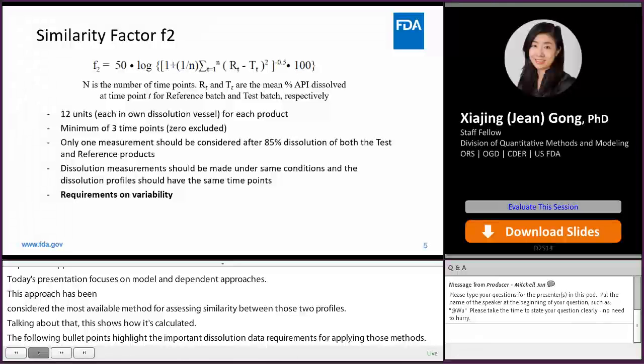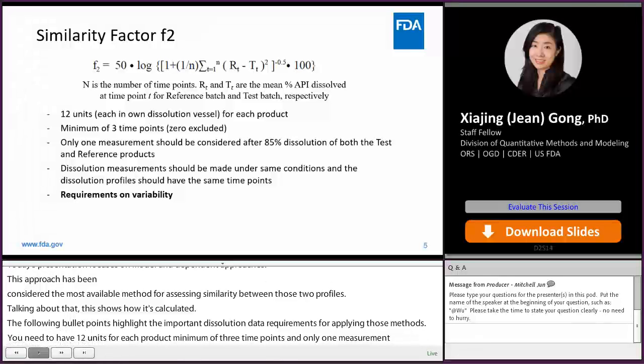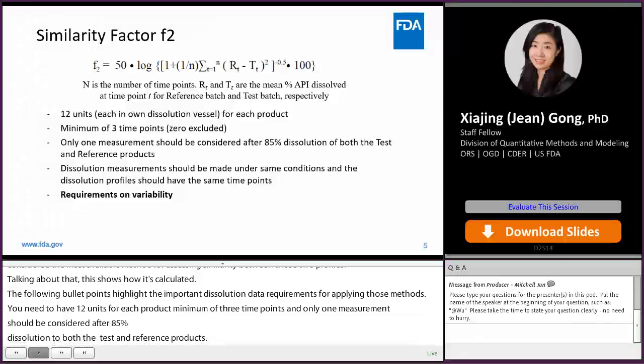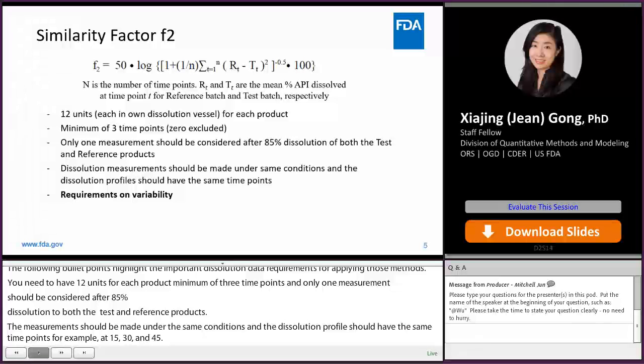Measurements should be made under the same condition, and the dissolution profiles should have the same time points. For example, at 15, 30, 45, and 60 minutes. Whatever test products have, reference should have the same. There are requirements on variability for applying F2, and we will discuss this on next slide.